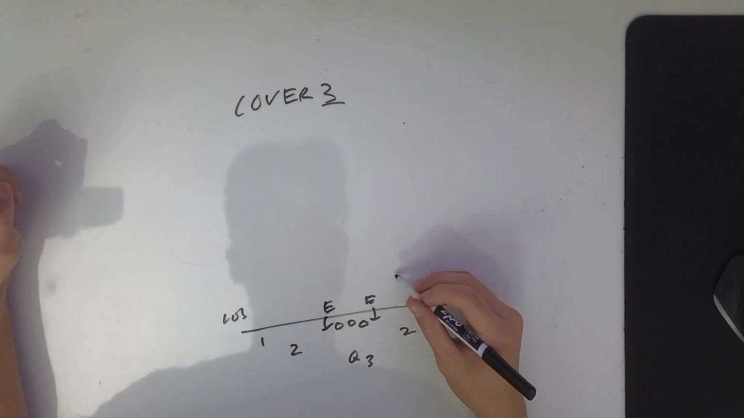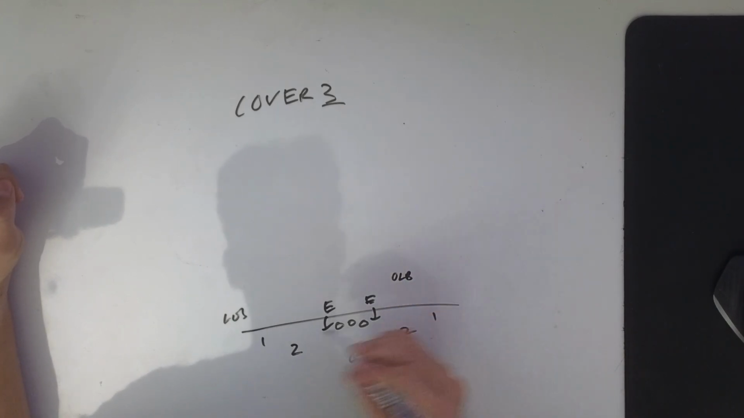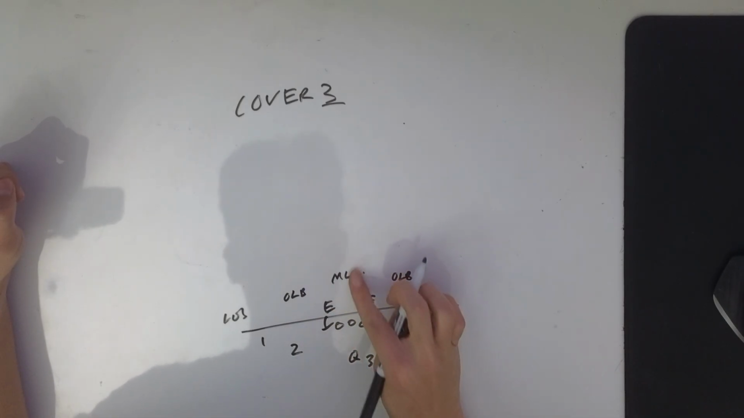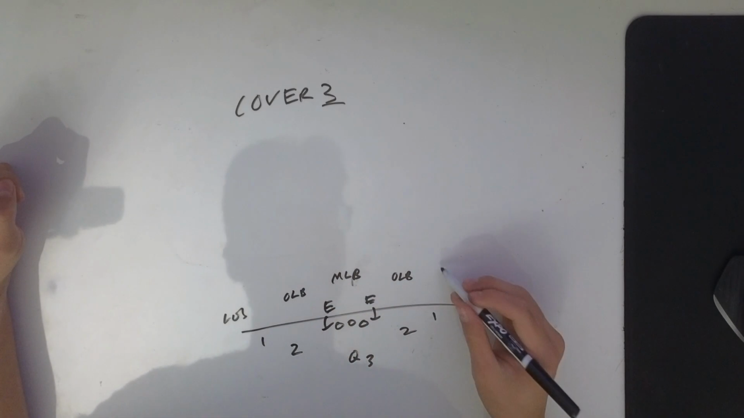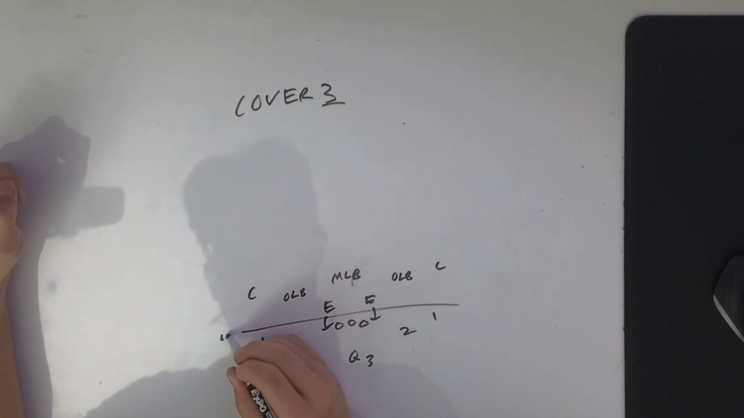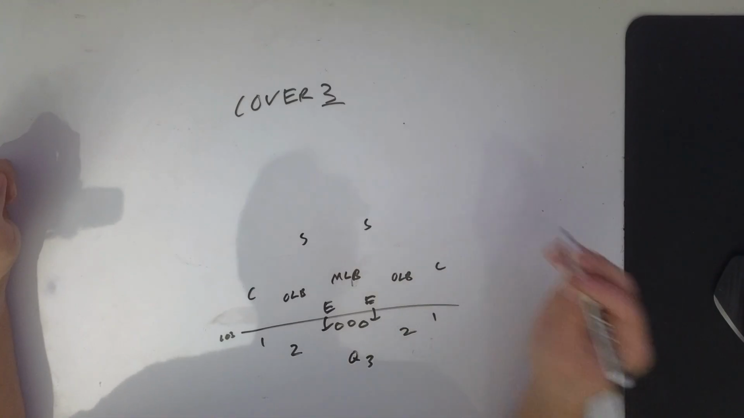And then in terms of our defense, we're going to have 2 edge rushers containing, and then outside linebacker, middle linebacker, and then 2 corners, and then 2 safeties, like this.